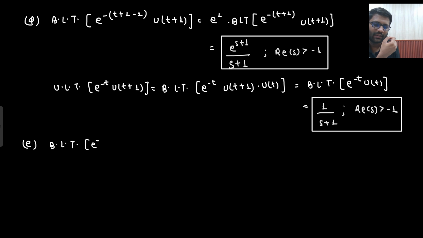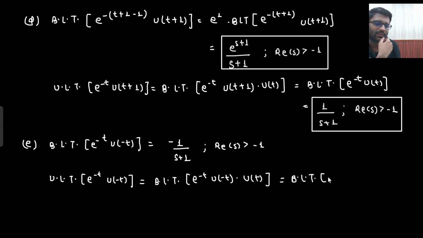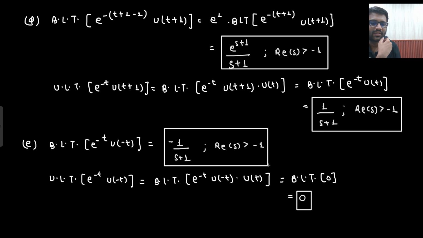So let's find out for e to the power minus t u of minus t. What was its bilateral Laplace transform? 1 upon s plus 1. Since there is u of minus t, another negative sign would come, with real part of s less than minus 1. Now what about the unilateral Laplace transform of e to the power minus t u of minus t? That would be equal to the bilateral Laplace transform of e to the power minus t u of minus t times u of t. What is the multiplication of these two? 0. So the bilateral Laplace transform of 0 would be 0 only. So what is the answer you are getting? Here you are getting 0, and there you got something.